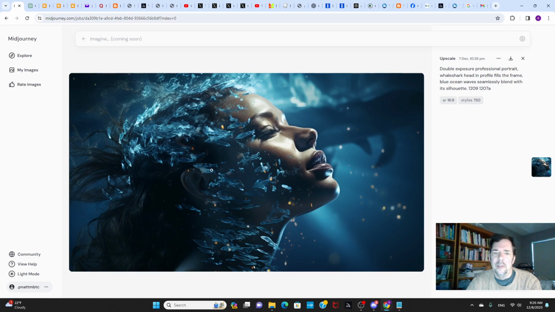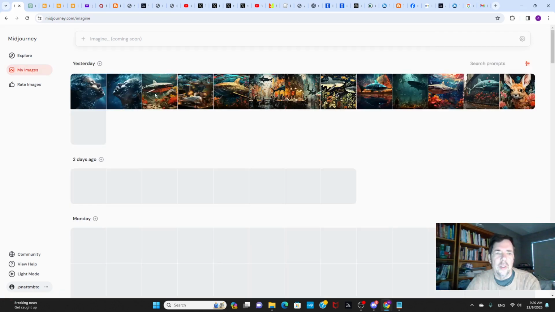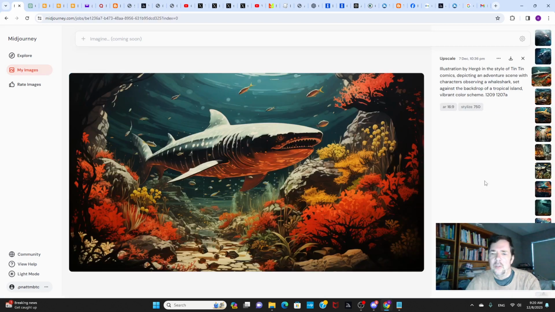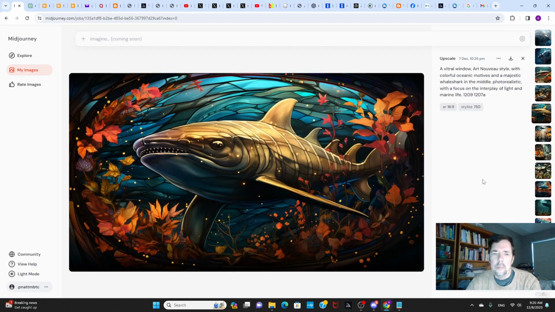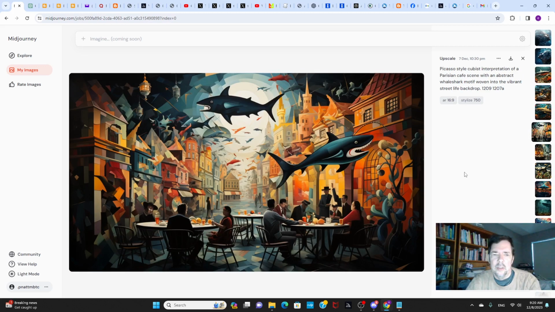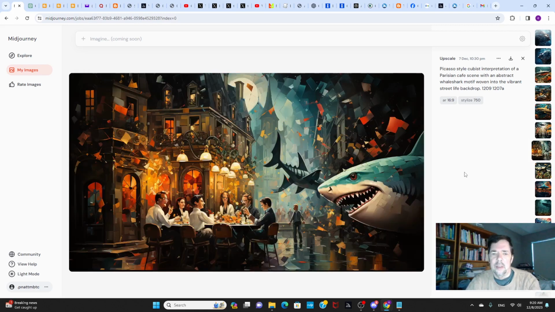but still pretty cool. And then let's see if I can find my images, the ApplyCast ones. Here's the ApplyCast ones. So that was a Tintin Comics one right here. And this was an isometric bedroom. And this was an Art Nouveau style. This looks like a cubist. Kind of neat. That's another cubism one. This kind of says hi there, and they look happy to see him. Okay.